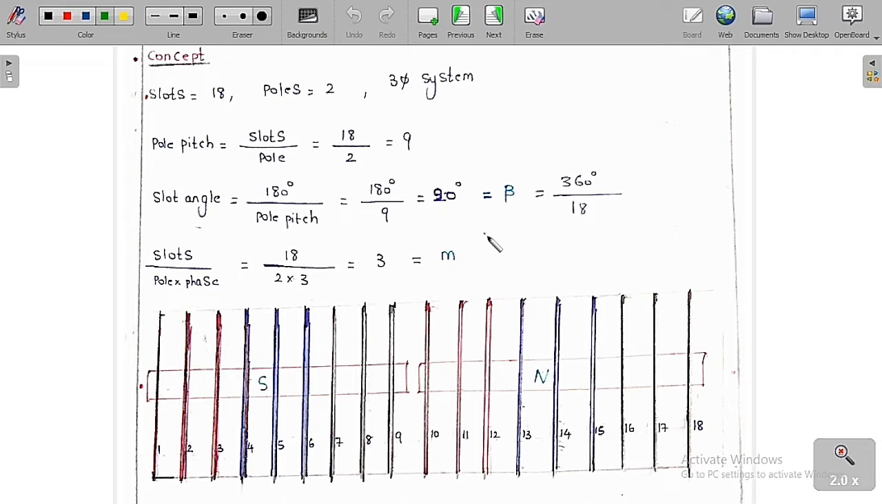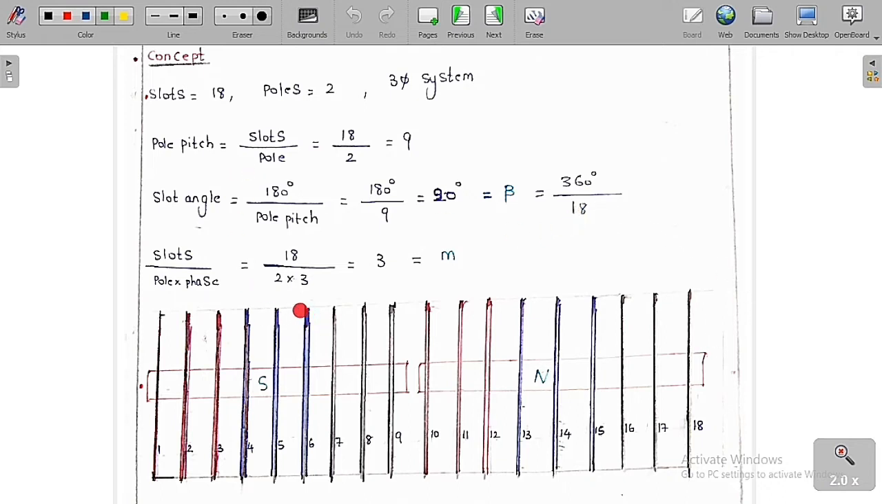It is basically the mechanical angle between two adjacent slots in a stator, and it is called the slot angle. The formula is 180 degrees by pole pitch, or simply 360 degrees by the total number of slots, which are 18.